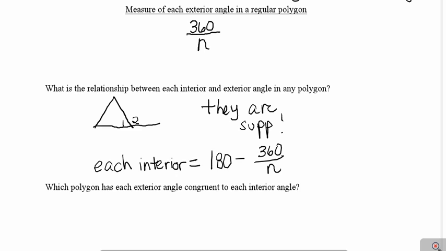The next question I'd like you to think about as well. Which polygon has each exterior angle congruent to each interior angle? Now, because it doesn't say that all the sides are congruent, the most descriptive name for this shape would be a rectangle, because we know that the interior angle is equal to 90 and the exterior angle. If it said all the sides were congruent, or if it said that this was a regular polygon, then your most descriptive answer would be a square.